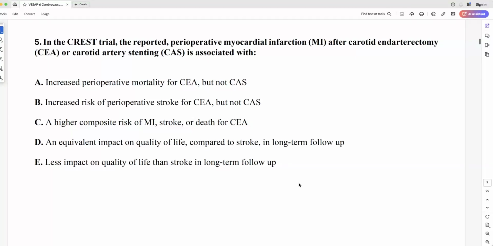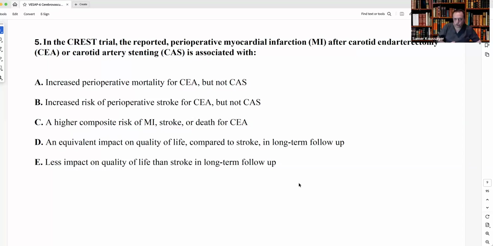A, increased perioperative mortality for CEA, but not carotid artery stent. Be careful, because they didn't show that. Because this is cardiology, they want to do stenting. They were not looking at perioperative mortality, they were looking only at EKG changes and troponin level. Even some people who were asymptomatic were considered as an MI. So this mortality was not shown to be higher, but the MI, the troponin and EKG change, was higher, though some of them are asymptomatic. I don't know how important that is, but it was shown. So you have to be very careful. Perioperative mortality was not higher, but MI was higher.